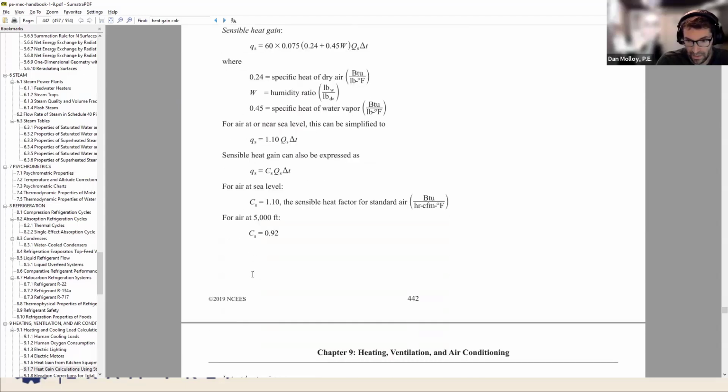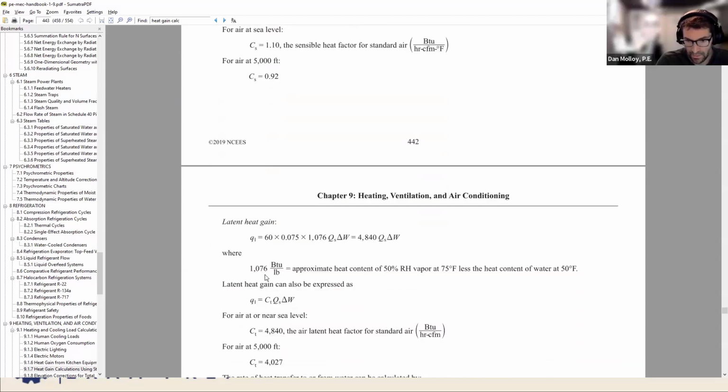And then there should be one more for latent. Yep, here it is. So latent is this guy, 4840 Q_s delta W. That's probably the one you're least likely to memorize, but you should know that it exists. You have the total heat gain, the sensible heat gain, and the latent heat gain.